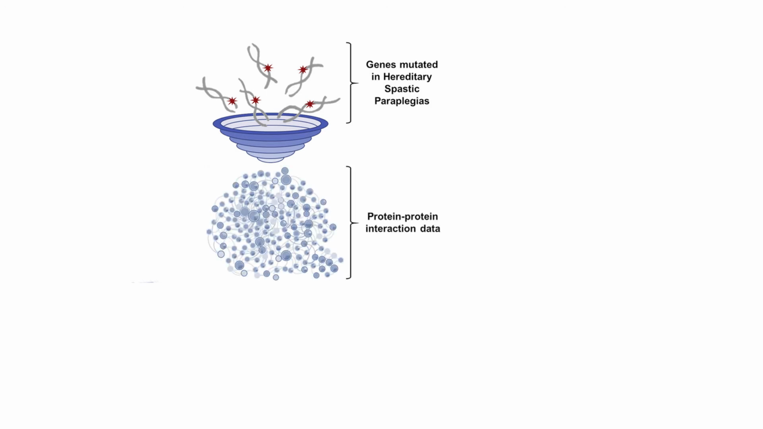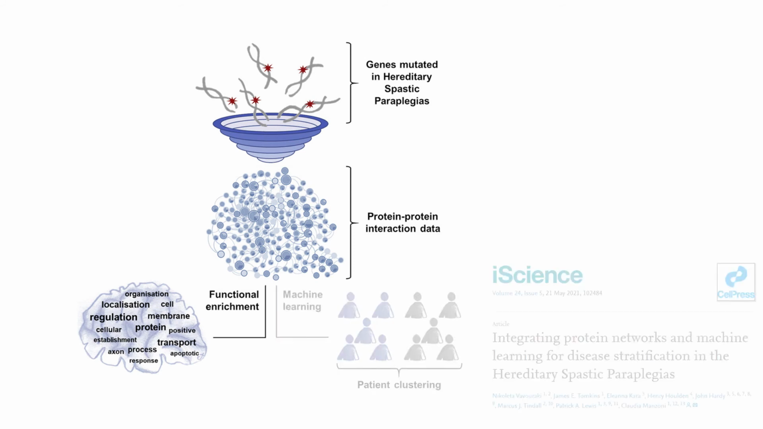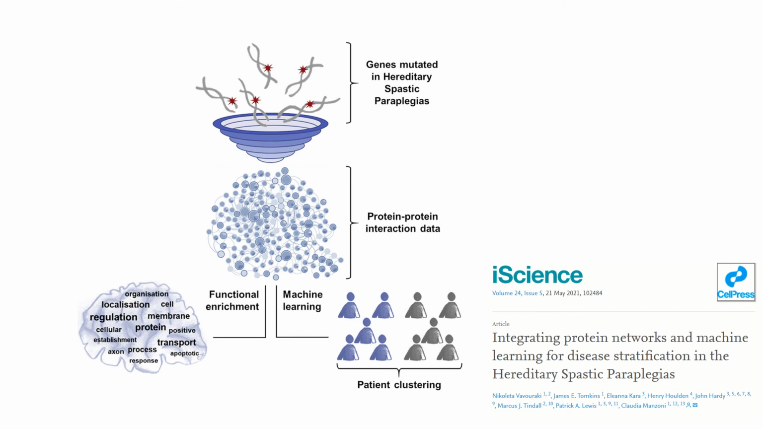So we saw that we started from all the known genes that can cause hereditary spastic paraplegias. We made a protein-protein interaction network, and by analyzing it through enrichment, we were able to highlight some potential mechanisms of HSPs. We also analyzed the HSPs using some clinical data, but this is a short video, so you can find more details in the paper.